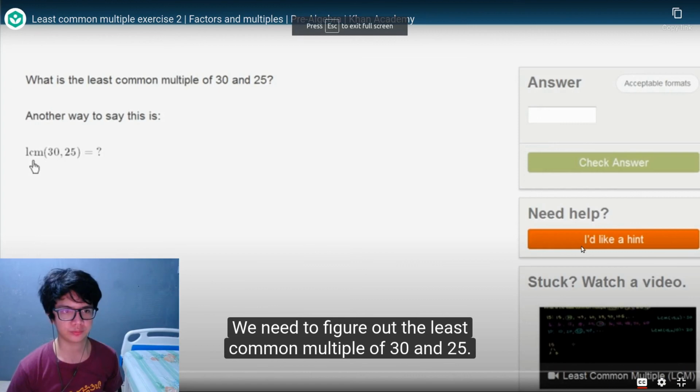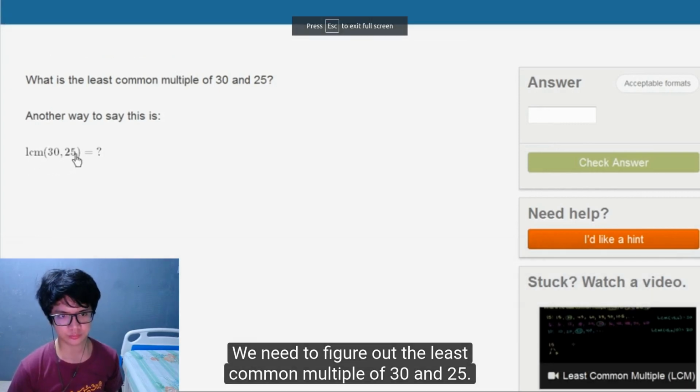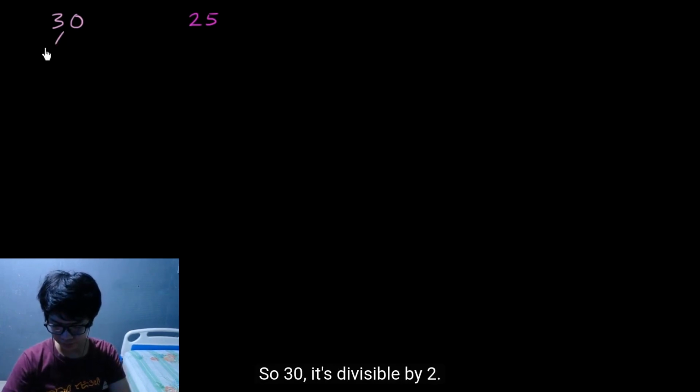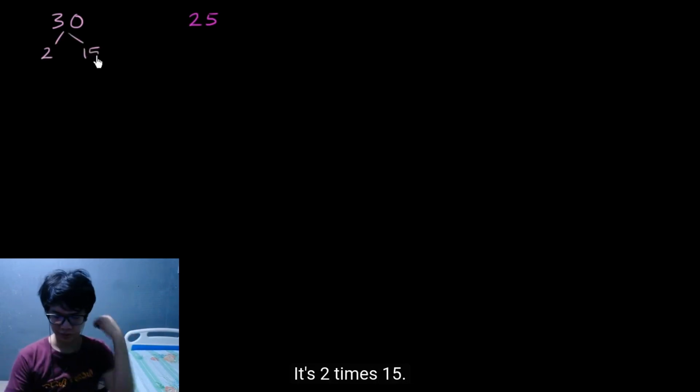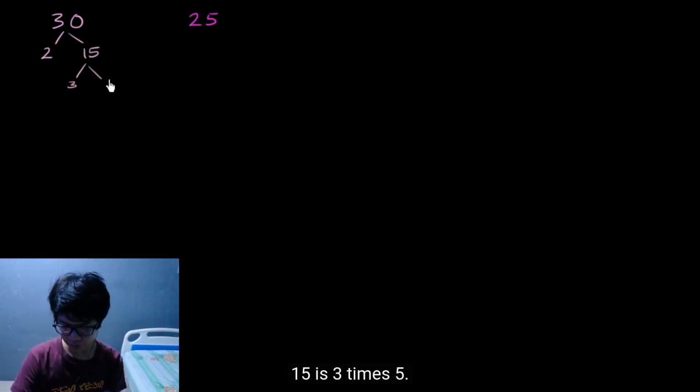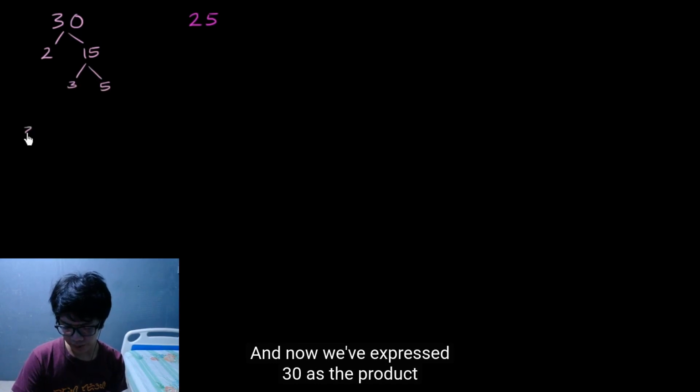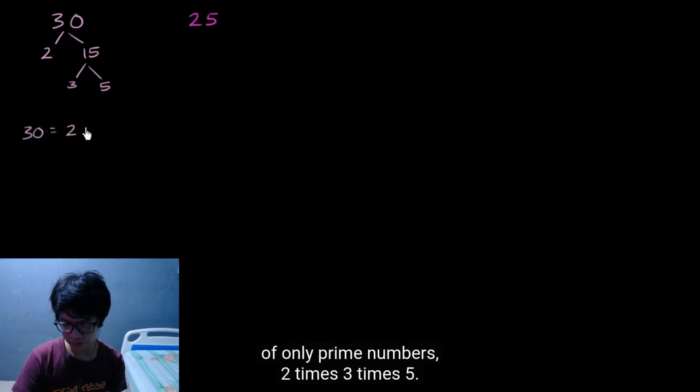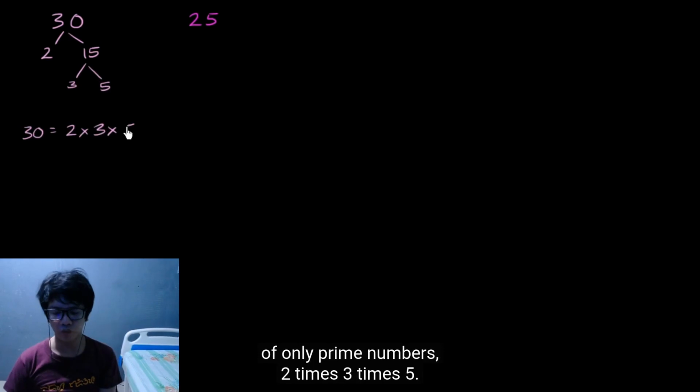We need to figure out the least common multiple of 30 and 25. So let's get our little scratch pad out here. And we care about 30 and we care about 25. And I'm going to do this using the prime factorization method, which I just like more. So 30, let's find the prime factorization of both of these numbers. 30 is divisible by 2. It's 2 times 15. 15 is 3 times 5. And now we've expressed 30 as the product of only prime numbers: 2 times 3 times 5.